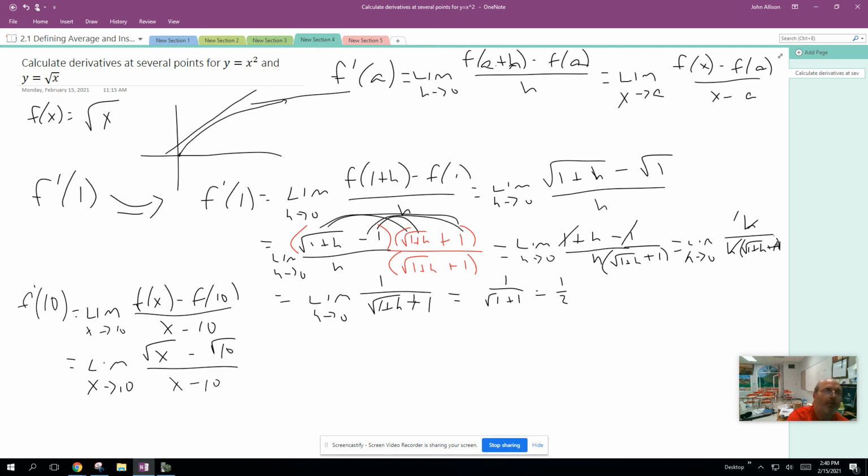And again, we're going to rationalize the numerator this time to evaluate this limit. So we're multiplying top and bottom this time by the square root of x plus the square root of 10, the conjugate of the numerator, what we're trying to rationalize.